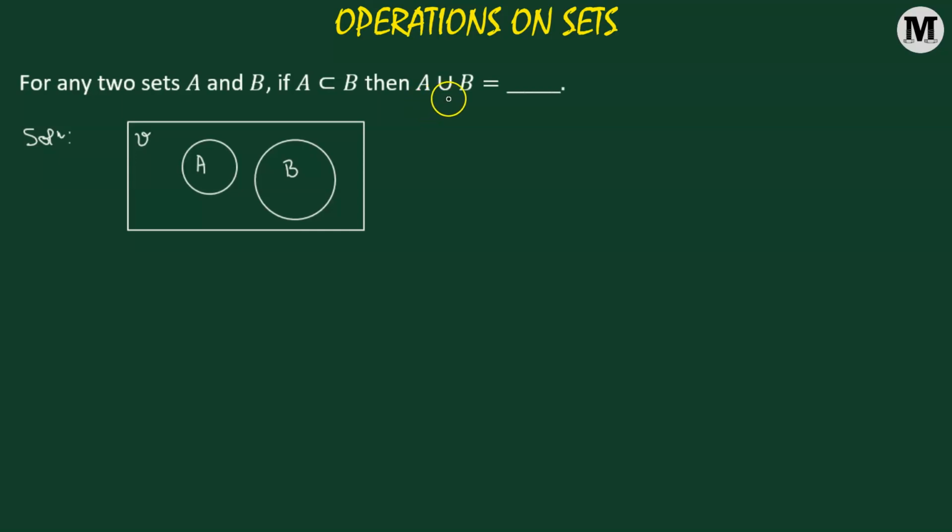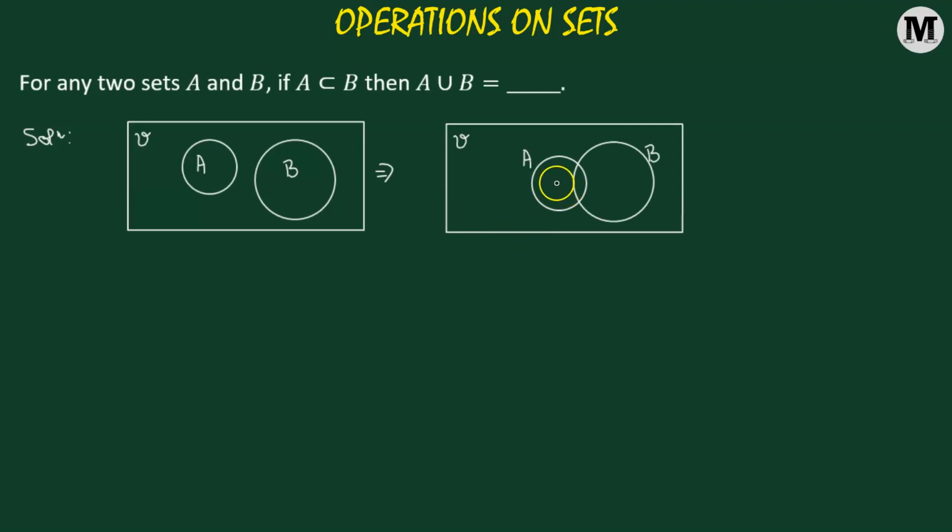Let's first understand what A union B is. We're going to first let A partially overlap with set B. This is how we can represent it in terms of a Venn diagram: A is partially intersecting or overlapping with B. Now A union B means we have to pick up elements that belong to A, elements that belong to the set B, and we also pick up the elements that are common to both set A and set B. So this is going to be A union B.